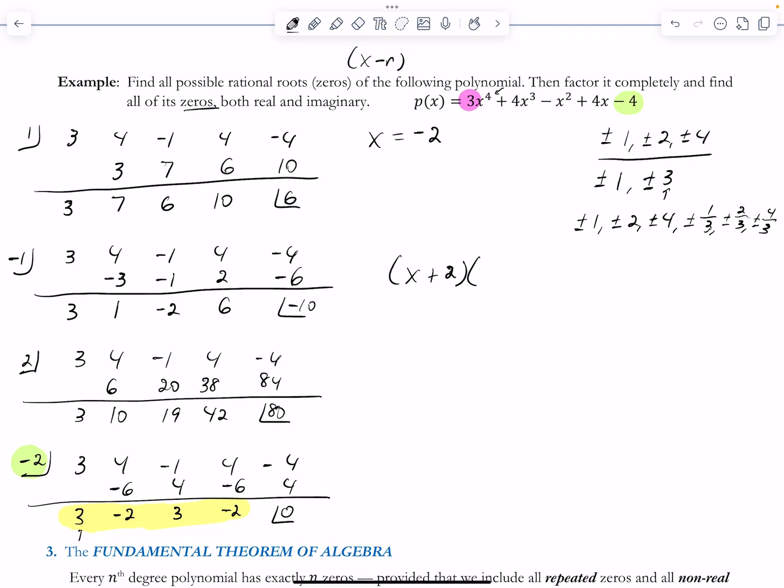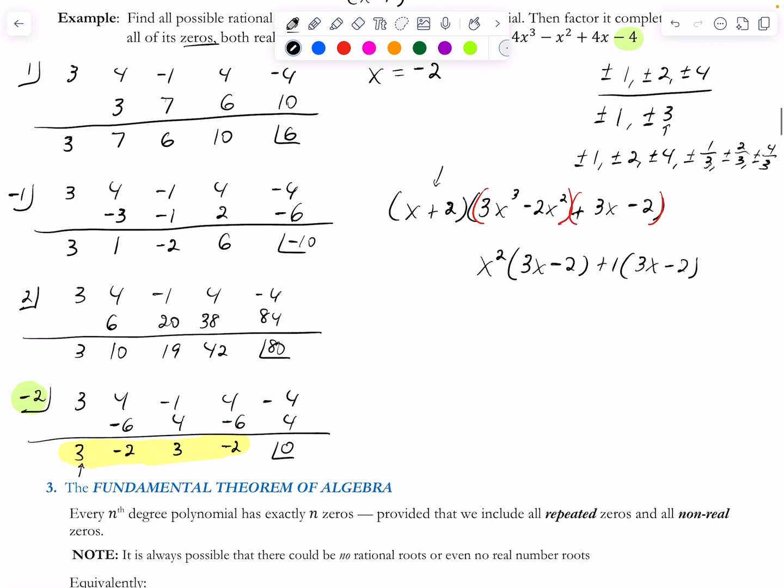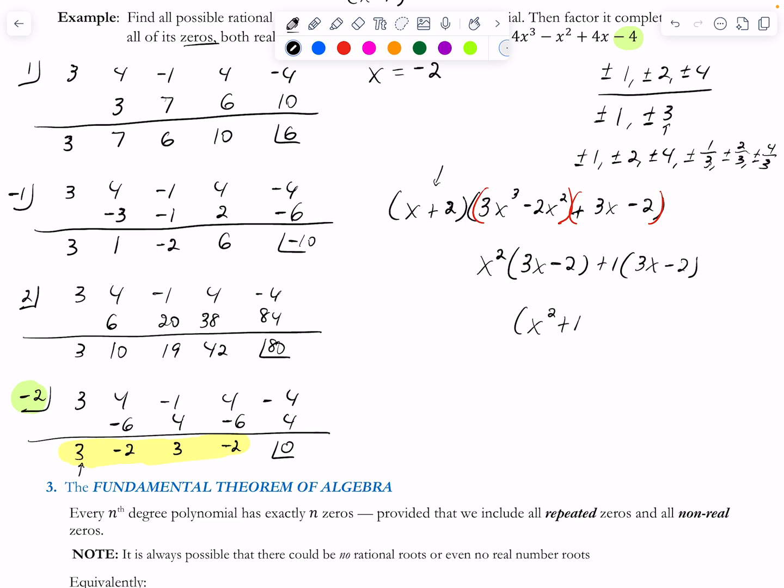So starting over here with this coefficient, it's 3x cubed minus 2x squared plus 3x minus 2. Now I'm just going to ignore this x plus 2 factor at the beginning for now, and focus on factoring by grouping, if I can, this polynomial with 4 terms. Factoring out, it looks like they both have x squared. That leaves me with 3x minus 2 plus 1 times 3x minus 2. Okay, so keep going. I get x squared plus 1 times 3x minus 2.